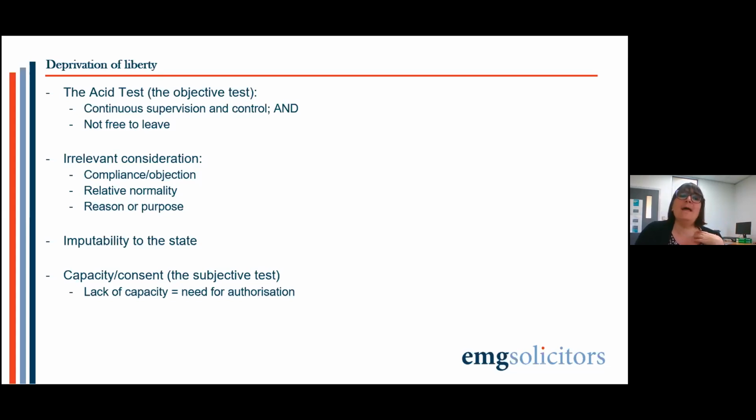That is the case where the deprivation of liberty is imputable to the state, and that means that the state either has responsibility for it because they fund the care, for example, or because of public bodies having a positive duty to promote and protect human rights. As soon as a local authority is aware of the deprivation of liberty, it becomes imputable to the state, and it becomes something that they have to do something about.